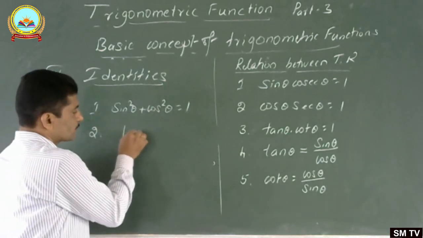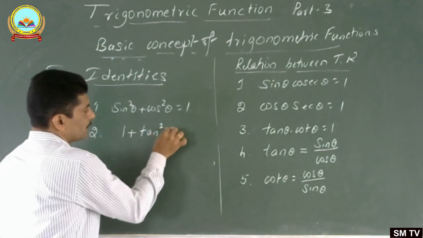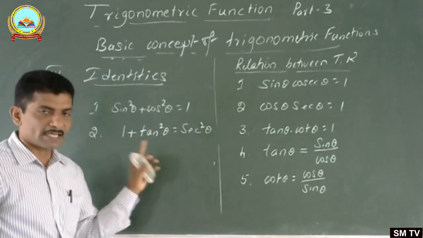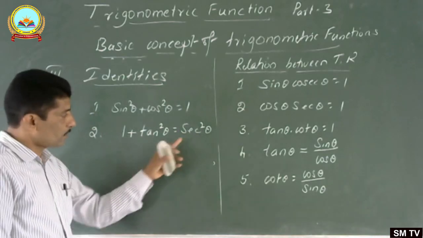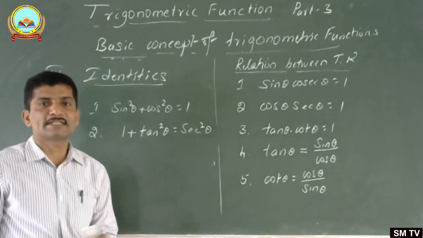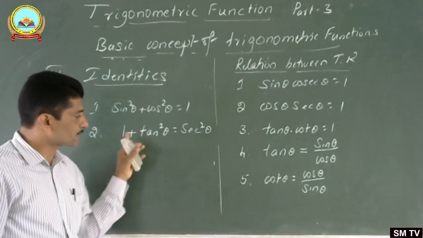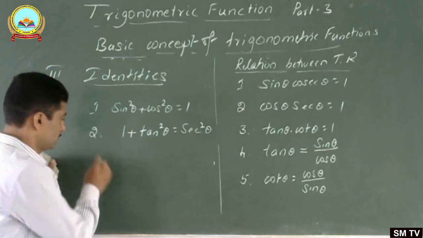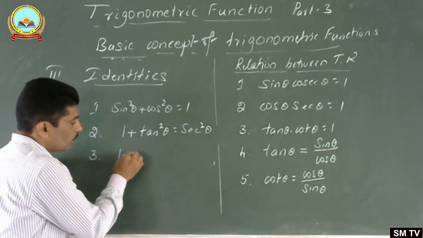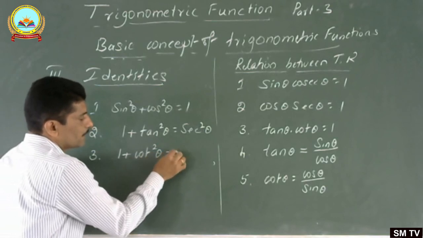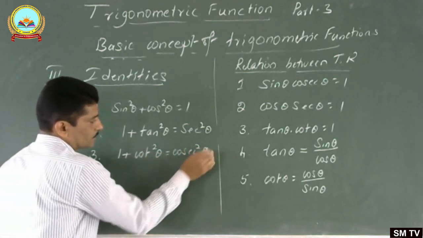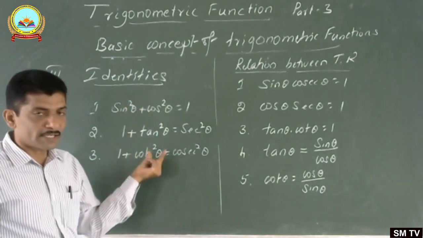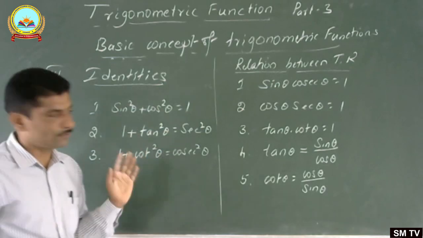The second identity is 1 plus tan square theta, its value is equal to secant square theta. Or secant square theta minus tan square theta is equal to 1. Or tan square theta is equal to secant square theta minus 1. You write either tan theta is root of secant square theta minus 1, like this. And the third identity is 1 plus cot square theta is equal to cosec square theta. These are three very important identities already you studied.